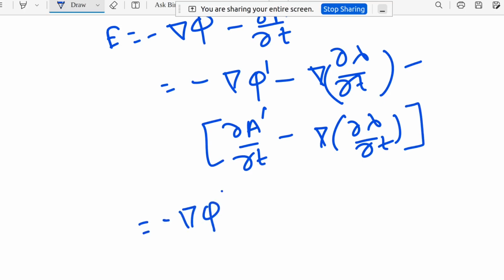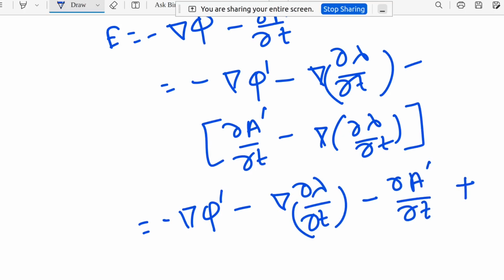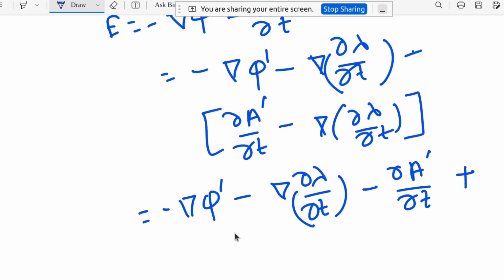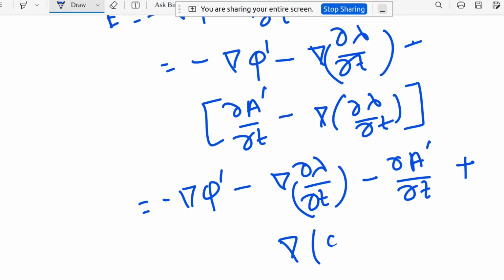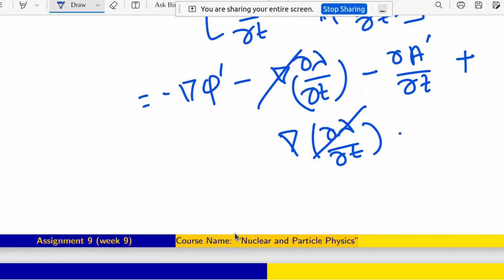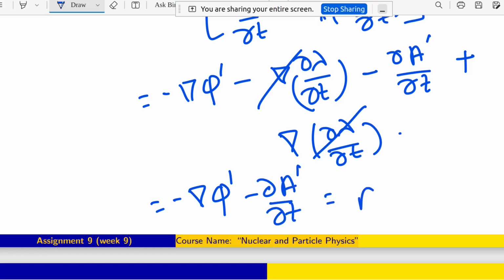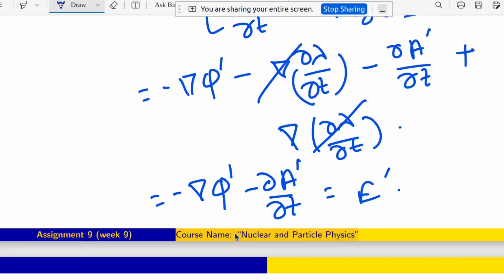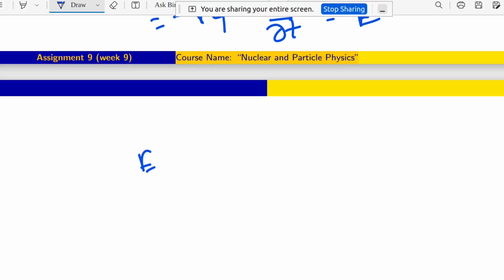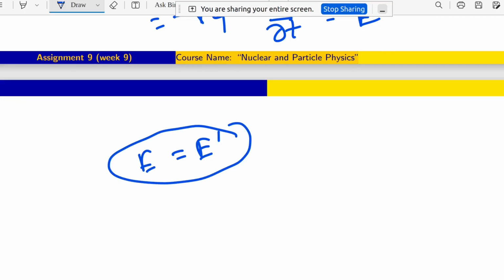So if I do a little bit of mathematics, it will be minus del A prime del t plus, because this one is minus and this one is also minus, so it will come as plus grad of del lambda del t. So you can see that this one and this one will cancel out. Then it is nothing but E prime. If you remember clearly, in the last week also we had a question that E will be E prime in which condition, and there were 4 combinations of A prime and phi prime. So what will be the correct one?